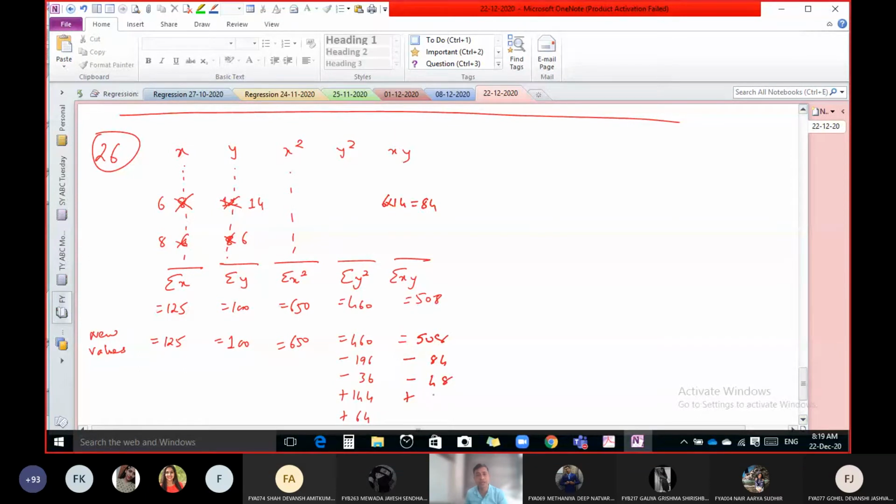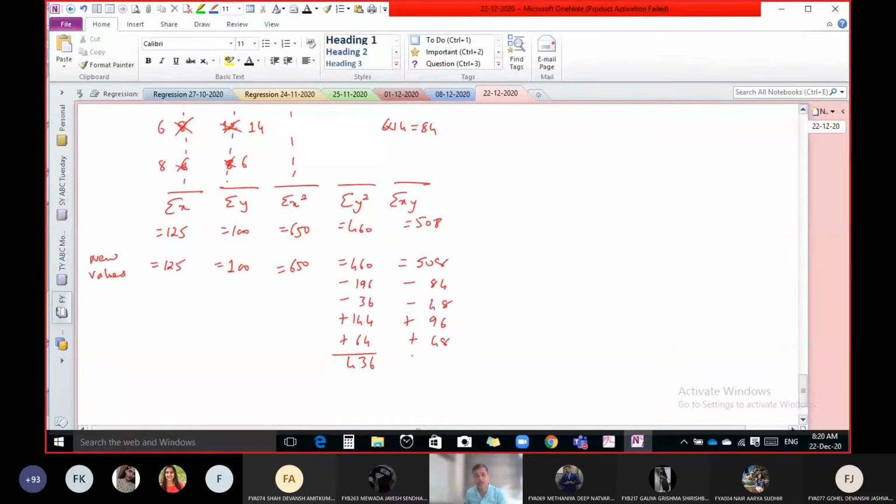96. Correct, 96. How to get 96? 8 into 12, and 8 into 6, 12 into 8, that is 96. That we have to add. So now we have a new value of sigma xy. What is it? 520.